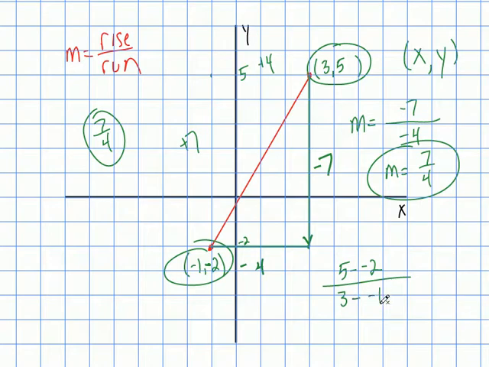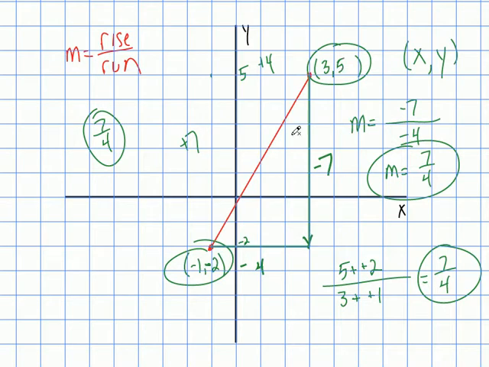3 minus -1. Let's see if those numbers come out to be the same thing as what we got when we counted. What's 5 minus a negative? What's minus a negative? It's plus. So what's 5 plus 2? 7. What's this? Minus a negative again. 3 plus 1 is 4. Look at that. We got the same thing. And we got it without even having to graph it. We didn't really have to graph the thing.